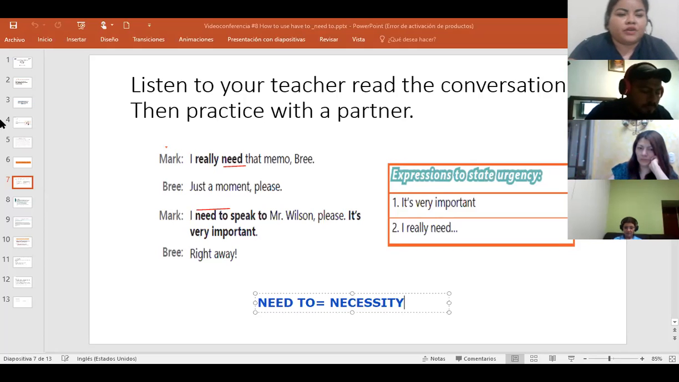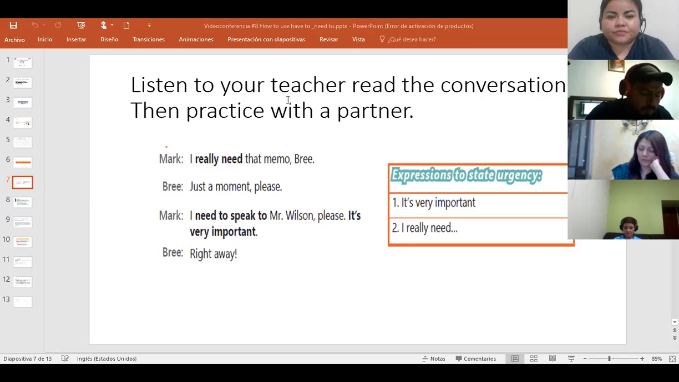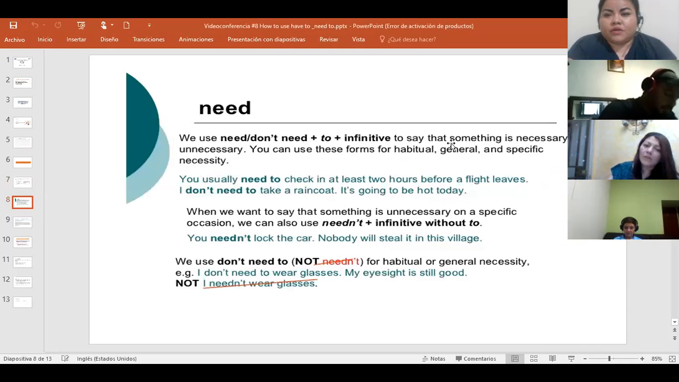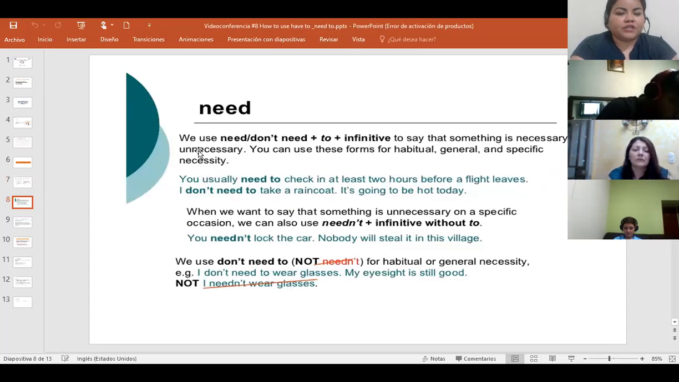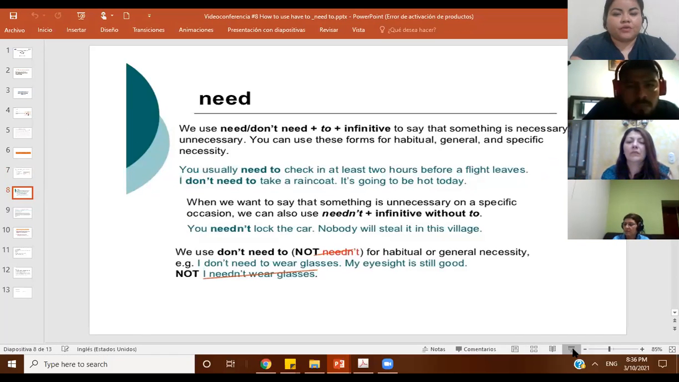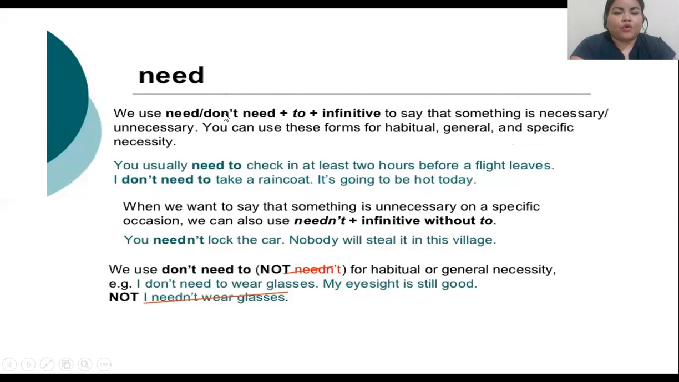And I am going to show you here more information about that. Give me one moment. We'll continue here. Let's practice here with something. It's here, the first paragraph. Please pay attention with the first paragraph. It says, we use need, let me put it bigger. We use need or don't need plus to plus infinitive to say that something is necessary or unnecessary. You can use this form for habitual, general, and a specific necessity.